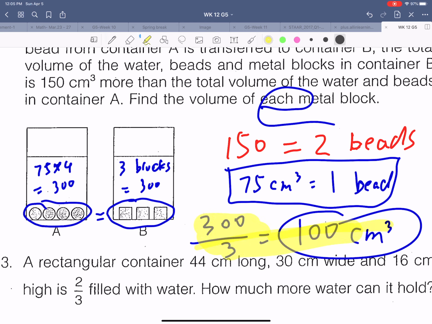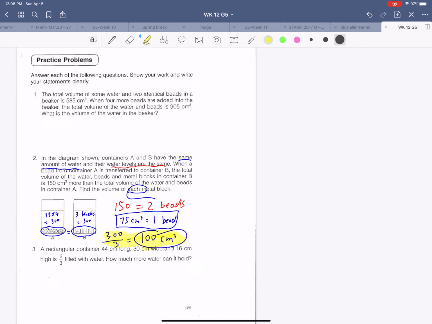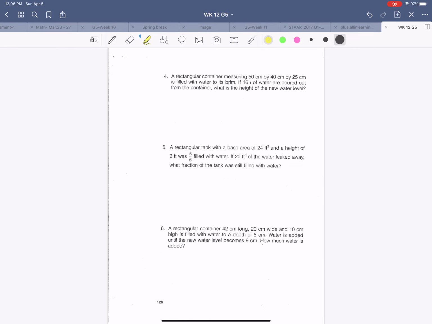I know this one is a little bit challenging, so you may just pause the video and rewatch it again and again until you understand this one. Number 2 is super challenging. The answer is going to be 100 centimeters cubed for each metal block. Alright, let's go to the very last one, question number 6.